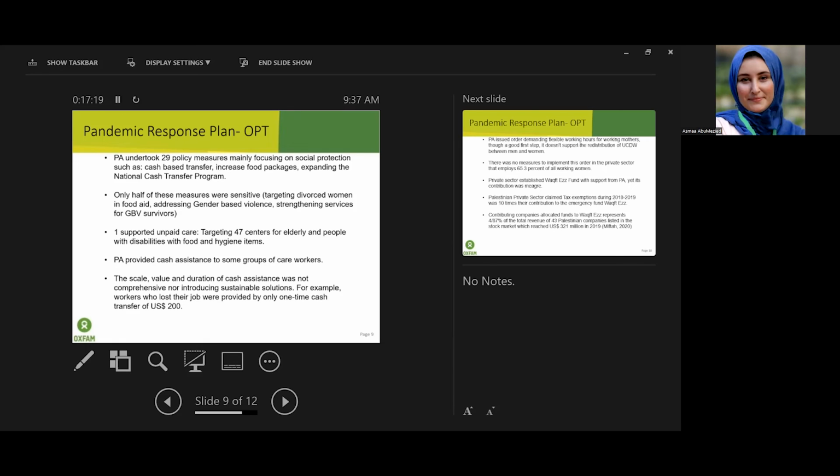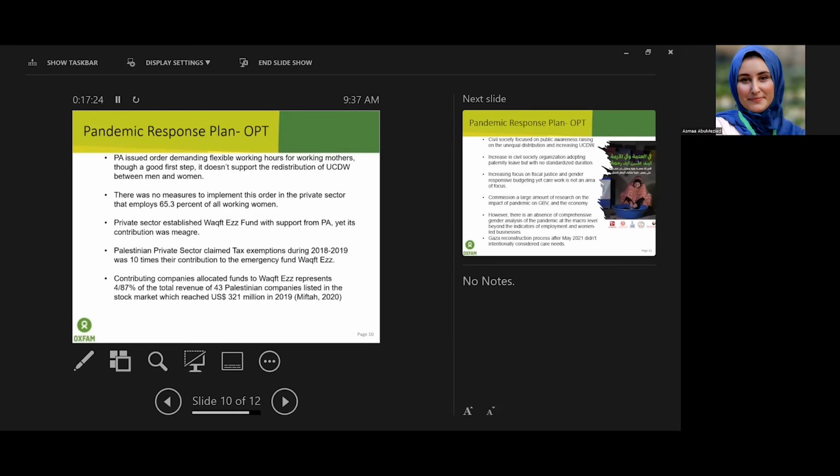Now, considering the nature of aid dependency in OPT, you will know that during the crisis, a lot of donors and INGOs, international organizations, jumped into addressing some of the needs. And I'll address them in a bit. But another policy that the PA has put in place is an order allowing flexible working hours for working mothers. Now, that was a good step. However, it does not support the redistribution of unpaid care and domestic work between men and women. It does not support the redistribution of that labor between household and the state.